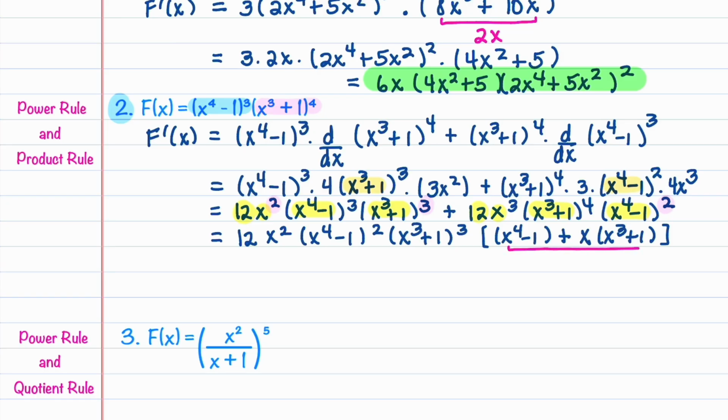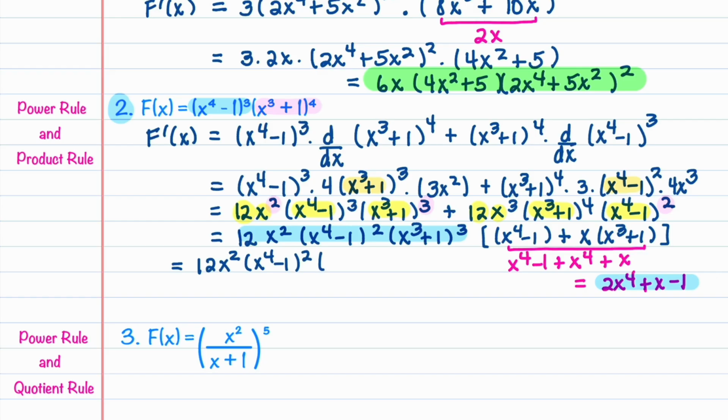Let's go ahead and simplify this part. This is x to the fourth minus 1 plus x to the fourth plus x. So this is 2x to the fourth plus x minus 1. And we're going to combine all of this with this. This gives us an answer of 12x squared times (x to the fourth minus 1) quantity squared times x cubed plus 1 cubed times (2x to the fourth plus x minus 1). And that took a while, but that is our final answer.